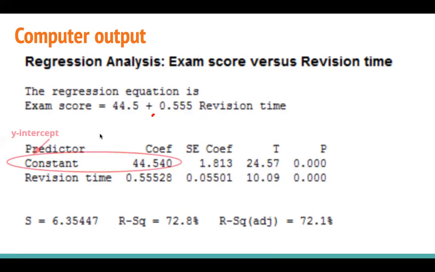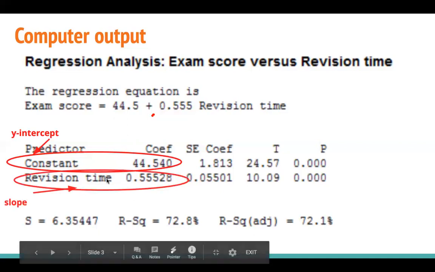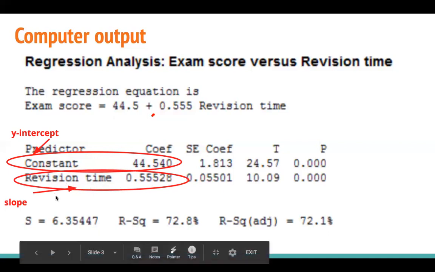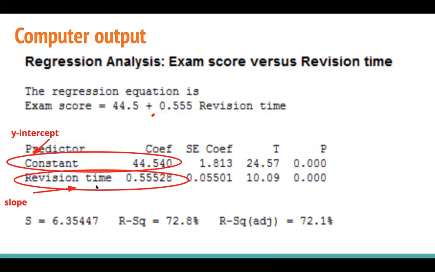Down here, I can see that the constant is the y-intercept. In terms of mathematics, you can see where this constant is all by itself. There's no variable. The next one here is the slope, because it is the coefficient of this variable, revision time. I mentioned that this program leaves space for multiple variables. I could have other variables that might impact exam score. Revision time is one of them.